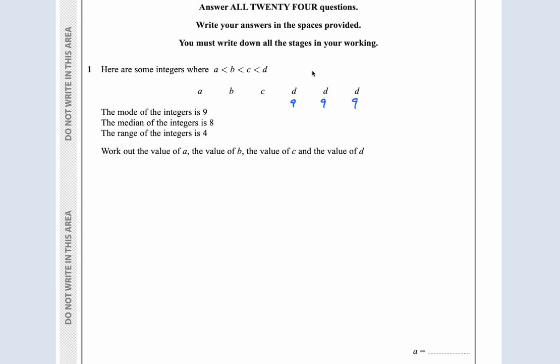The median is 8. So if the median is 8, that means here is 8, right in the middle there. So that's 8, which means this number has to be 7 because it's between these two. The range of the integers is 4, so 9 minus 5 is 4, so this has to be 5 because the range is biggest minus smallest.